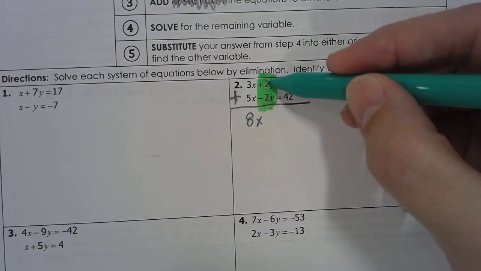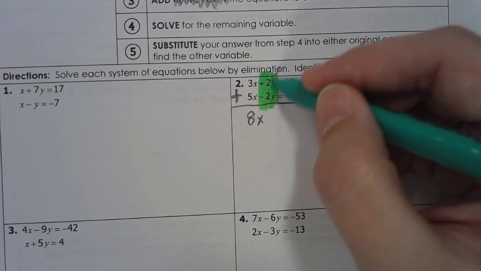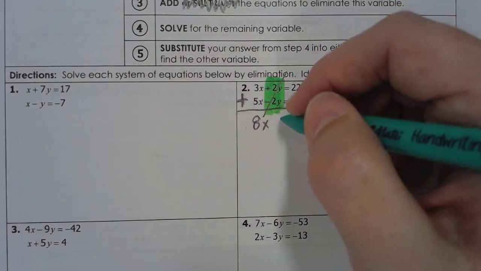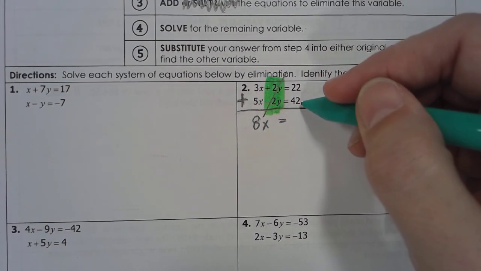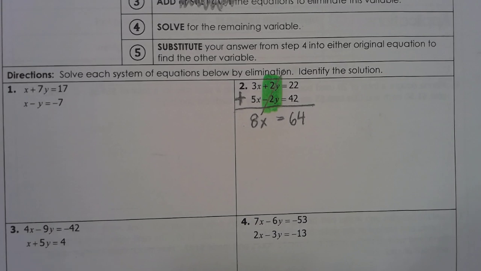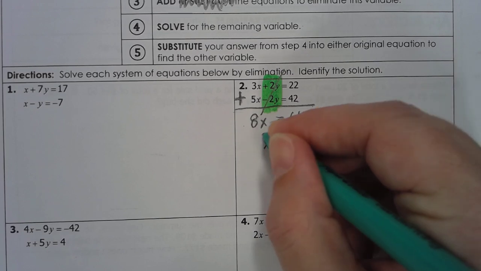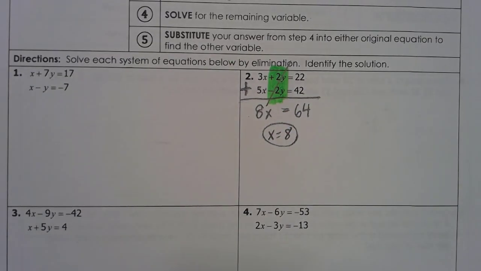Plus 2 plus negative 2 goes away, so we're going to cross that out and then bring down the equal sign, and 22 plus 42 makes 64, and then you should almost immediately know your multiplication chart. And so what's that make? X is 8, or use your calculator, 64 divided by 8.